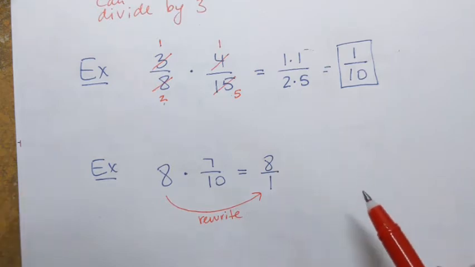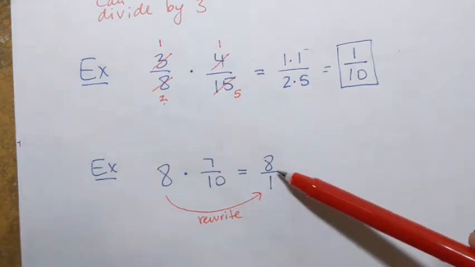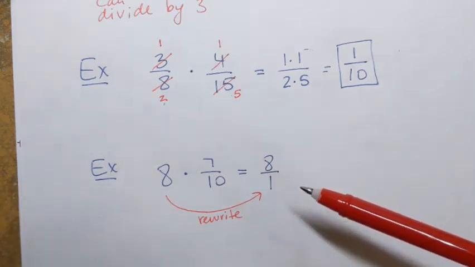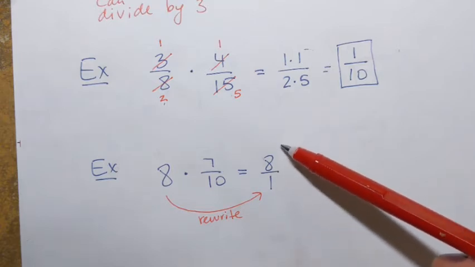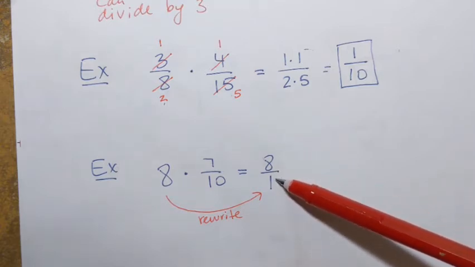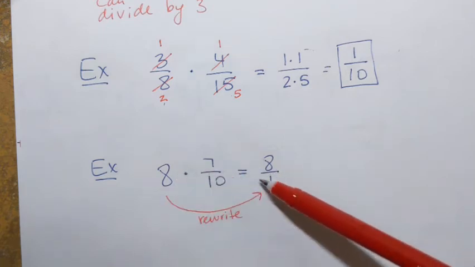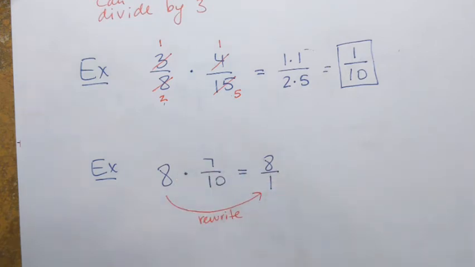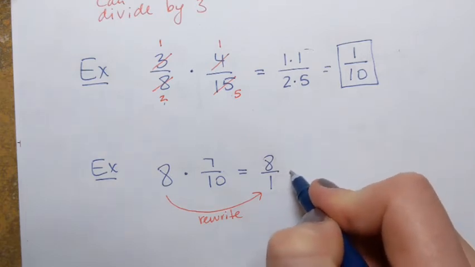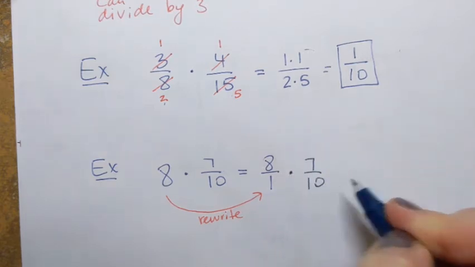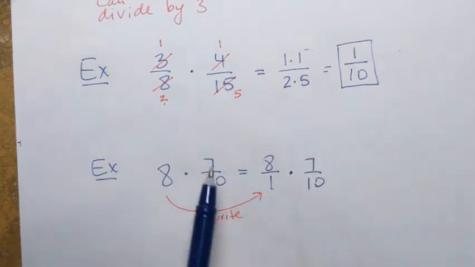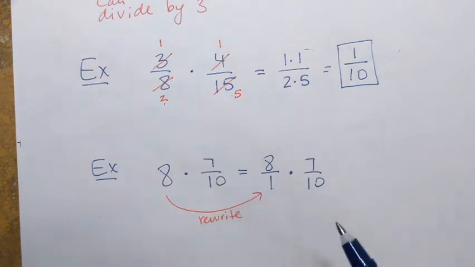Now, why is that true? Why can we do that? Well, remember, the fraction bar represents division. So what happens when you divide 8 by 1? Well, you get 8. So now we can see how they are equal. And that's how you can do it with any whole number. Just put it over 1 and it becomes a fraction. Times 7/10.